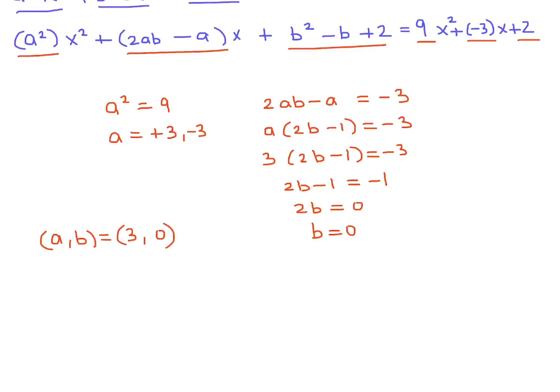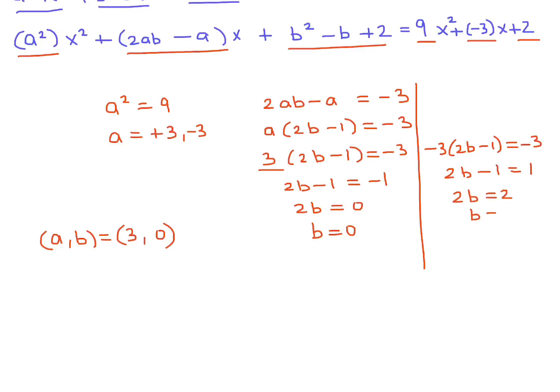Okay? Now let's do the next one. Remember, this one we had put in positive 3. So let's now figure out the value for b when a is negative 3. So it would be negative 3 times (2b minus 1) is equal to negative 3. If you divide through by negative 3, you get 2b minus 1 is equal to 1. 2b is therefore equal to 2, and therefore b is equal to 1. So the other ordered pair is (negative 3, 1).